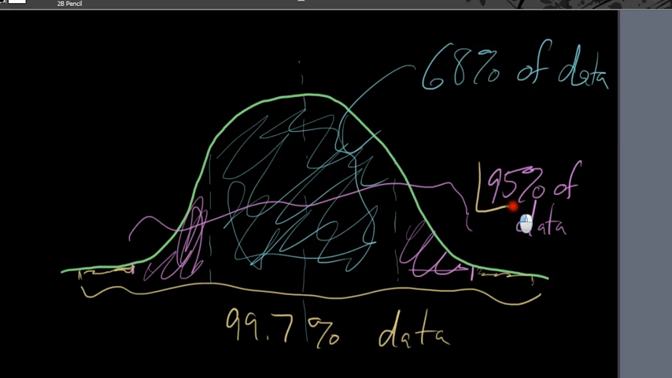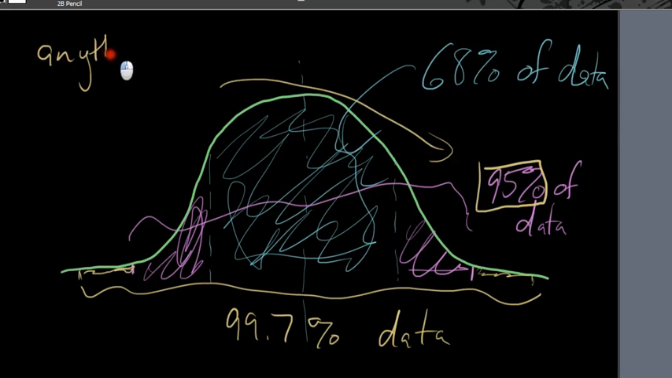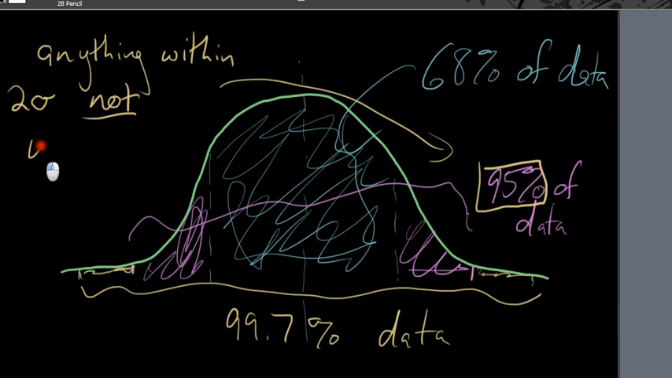Because of this 95% here, a general rule of thumb is that anything within 2 standard deviations is not considered to be unusual. Once you get more than 2 standard deviations away from a mean, though, then it's starting to feel that that's definitely an unusual situation. Alright, so let's do a few practical problems with this.